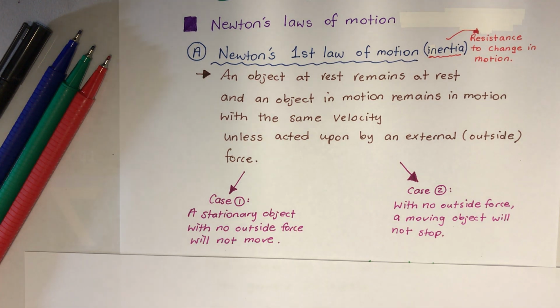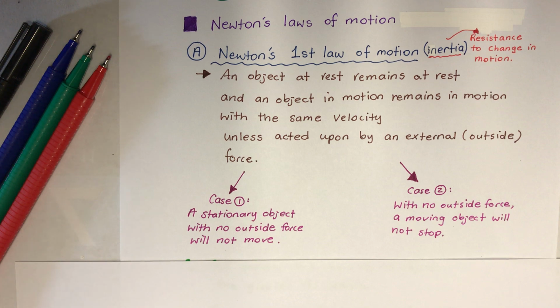So there would be 2 cases. A stationary object at rest with no outside force will not move, obviously, so there's no force to apply. The object will stay just at rest. And case 2: with no outside force, a moving object will not stop. Like in space, there's nothing to stop them, they just keep going and going, constantly.